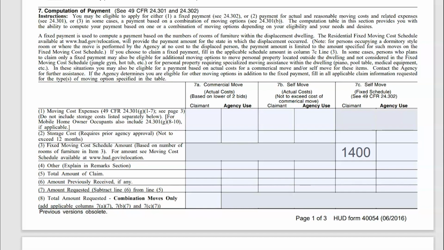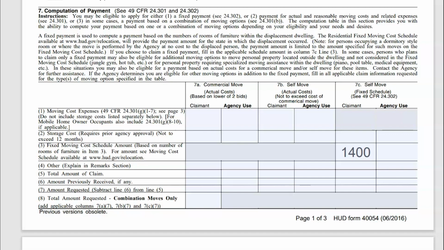In some cases, claimants who plan to claim a fixed payment may also be eligible for additional moving options to move personal property located outside the dwelling and not considered in the fixed moving cost schedule, such as a jungle gym or hot tub, or for personal property requiring specialized moving assistance within the dwelling, such as a piano, pool table, or medical equipment. In these situations, the claimant may also be eligible for a payment based on actual costs for a commercial move and/or self-move for these items in addition to their fixed payment.